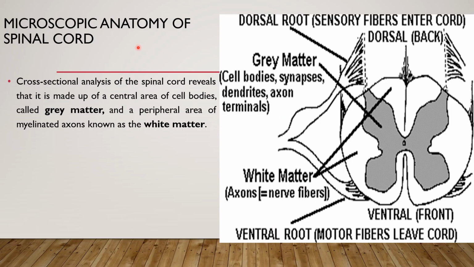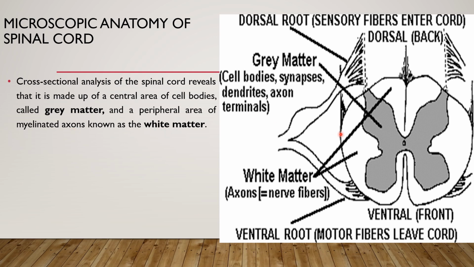That is all about the macroscopic anatomy of the spinal cord. Now let us enter into the microscopic anatomy. The cross-sectional analysis of the spinal cord reveals that it is made up of a central area of cell bodies that is called gray matter, and that consists of cell bodies of neurons. Then the peripheral area is called white matter, and that consists of myelinated axons.